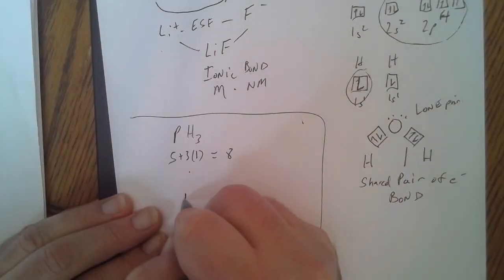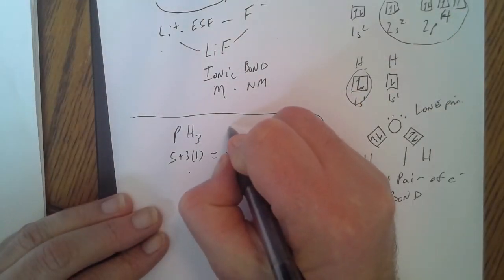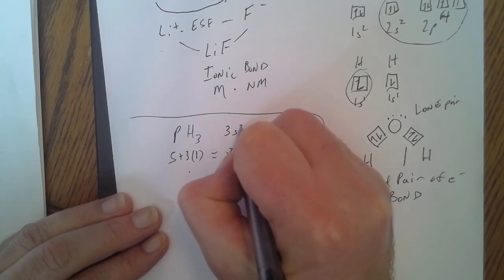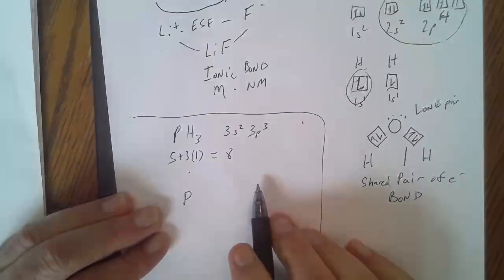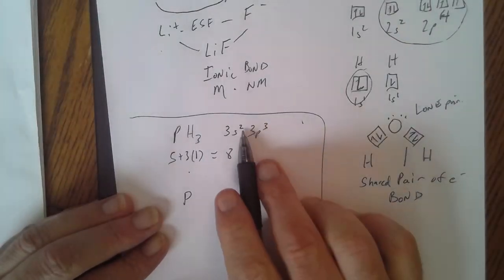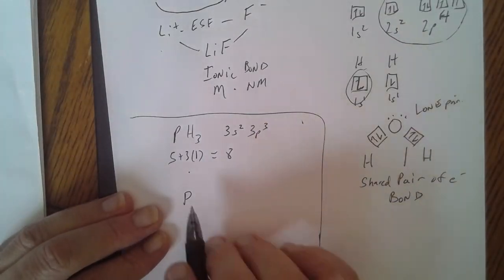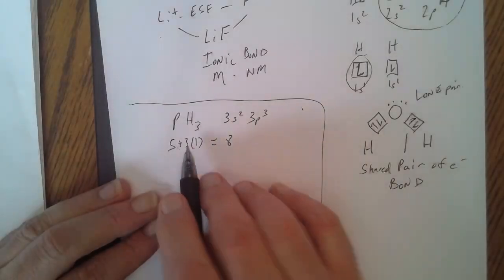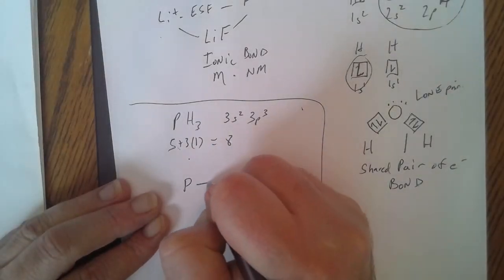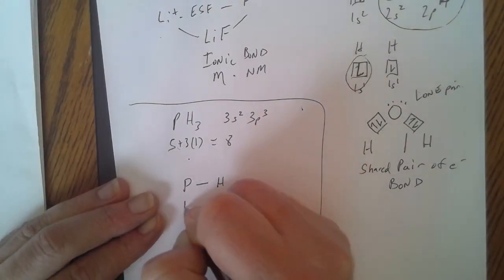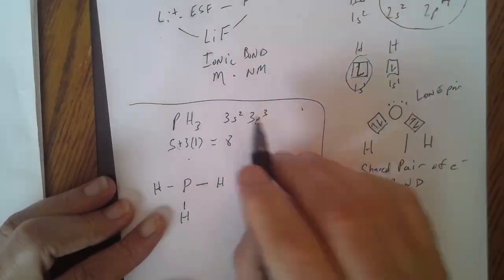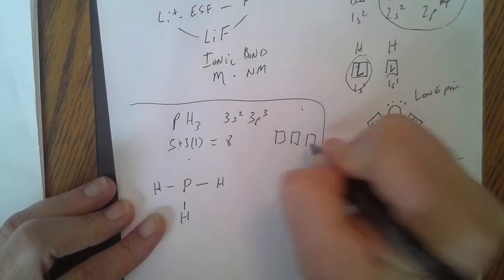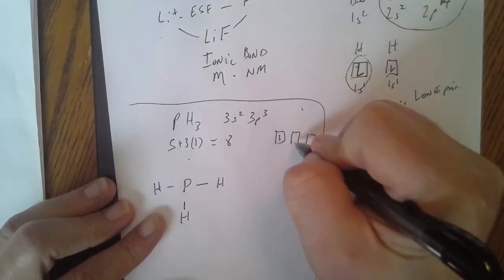If we look at phosphorus, that is going to be 3s2, 3p3. So we have 2 and then 3. Each hydrogen has the 1. We know that these are going to bond up. Each hydrogen is going to be 1, and it's going to pair with these 3 electrons in the p's.